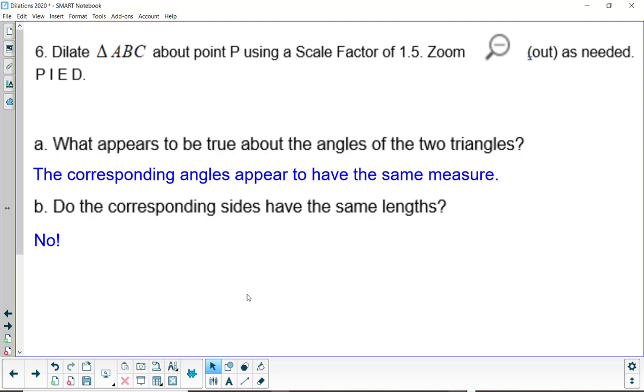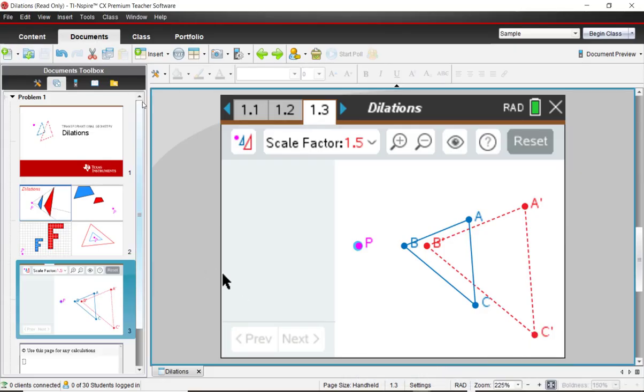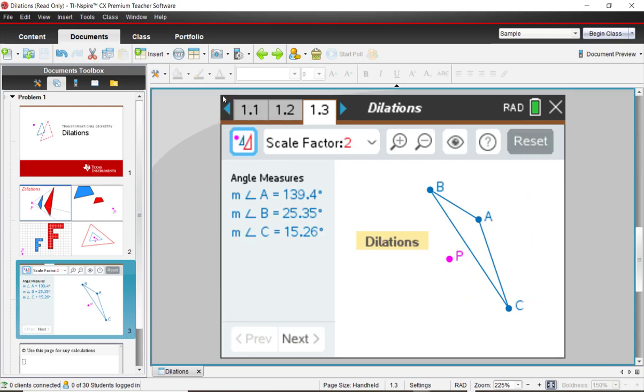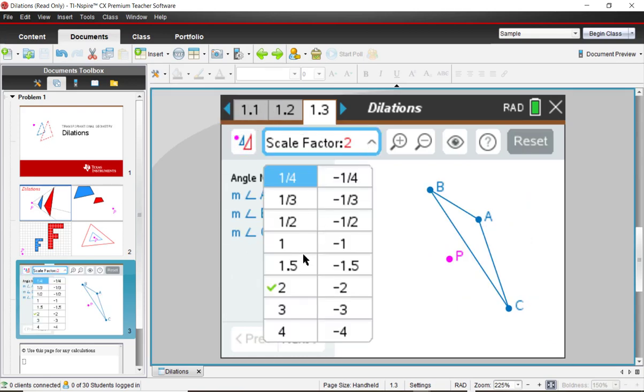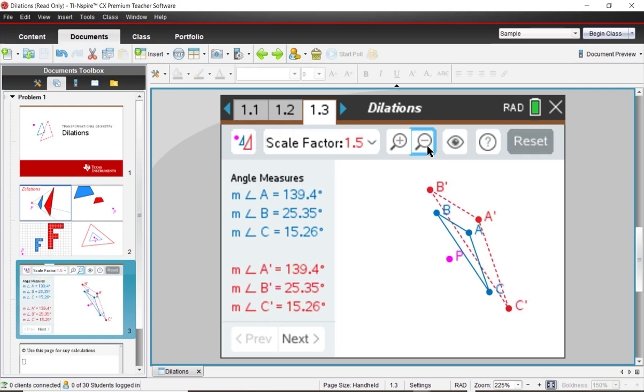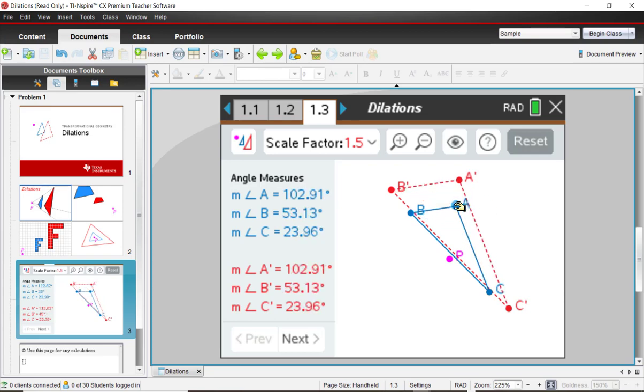Back to the technology. This time we're going to go over to Tools, Templates, and Angles and Sides. Notice now what's being shown. We're going to do a scale factor again of 1.5. Dilate, zoom out, and notice the angles. And watch what happens when we play, investigate, explore, discover.